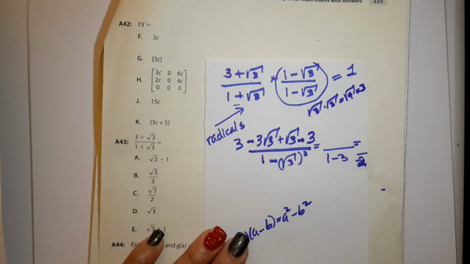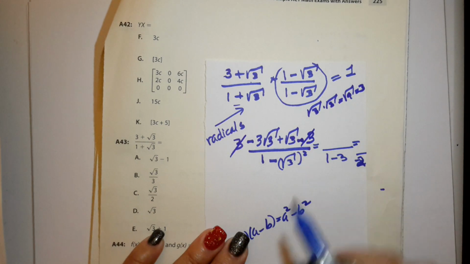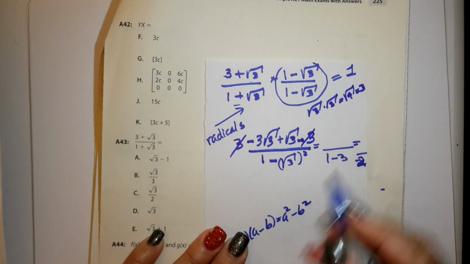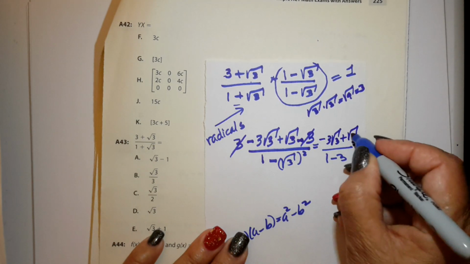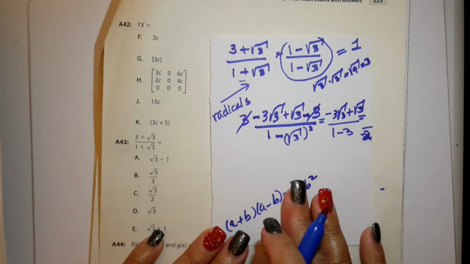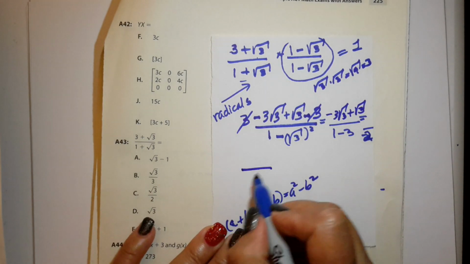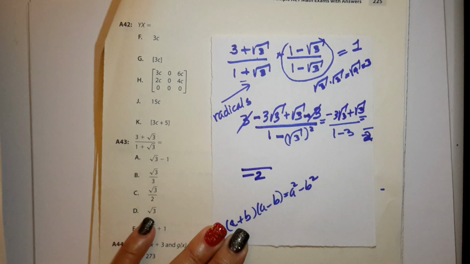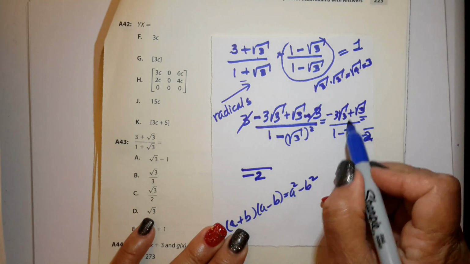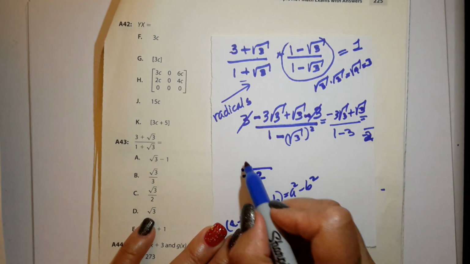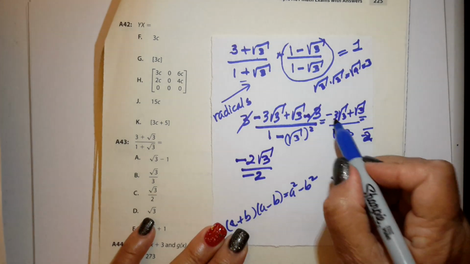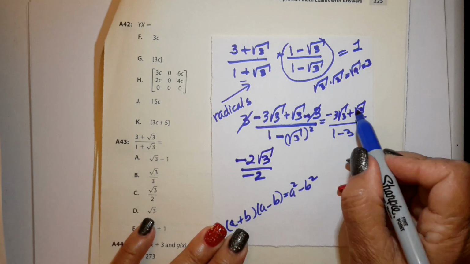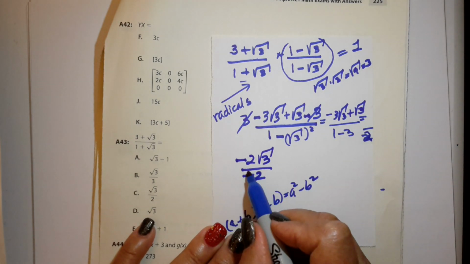What I love about this is that the 3 minus 3 is going to cancel. And then I have here negative 3 square root of 3 plus square root of 3. You know that the denominator is negative 2. And then if I have negative 3 square root of 3 plus 1 square root of 3, I'm going to have a negative 2 square root of 3. You see? 3 square root of 3, but negative, and 1 square root of 3, you're going to have negative 2.